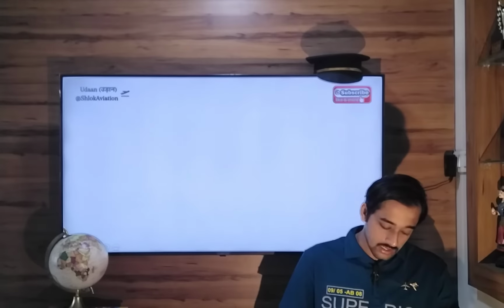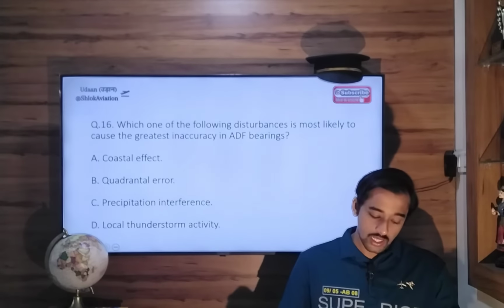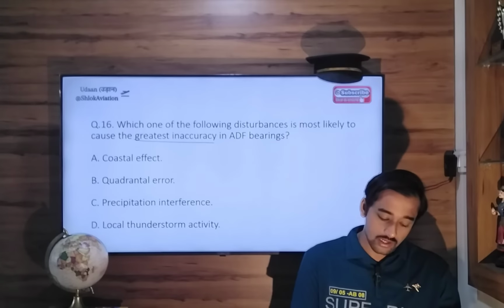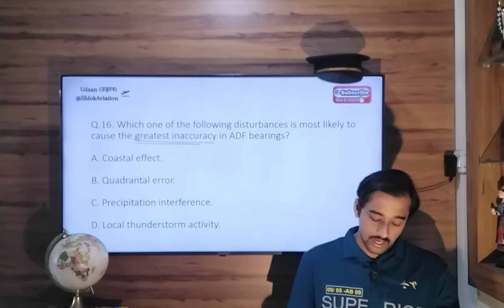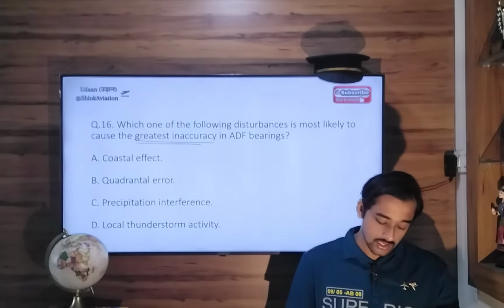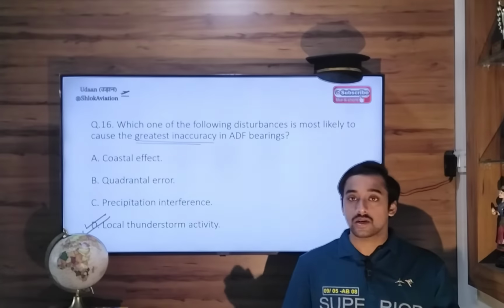Now let's go to question 16. Which one of the following disturbances is most likely to cause the greatest inaccuracy in ADF bearings? Coastal effect, quadrantal error, precipitation interference, thunderstorm activity. So the correct option is local thunderstorm activity.